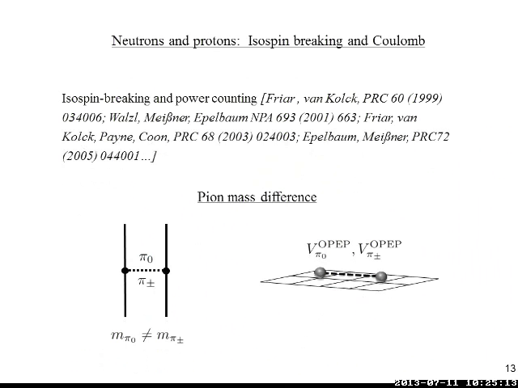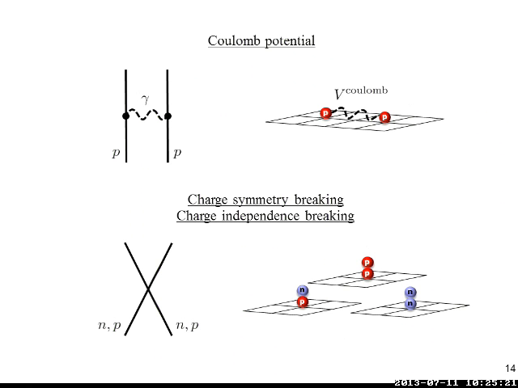Then we also have to take into account things like pion mass differences between pi 0 and pi plus, pi minus, and we have Coulomb interactions between the.